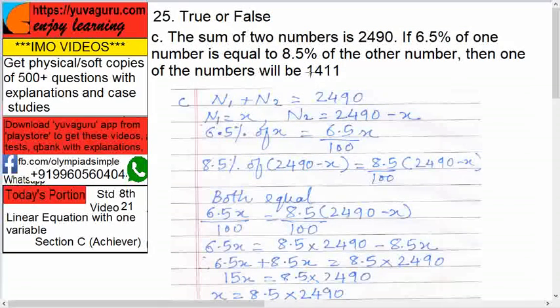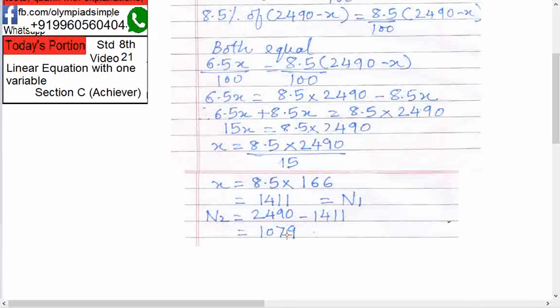So one of the numbers is 1411. That is required. And the other number will be what? 2490 minus 1411. That is 1079. But that's not required. What's required is only 1411. So the answer is true.